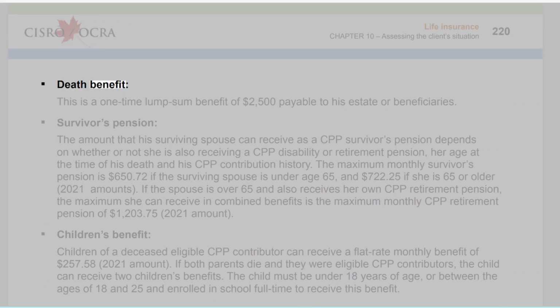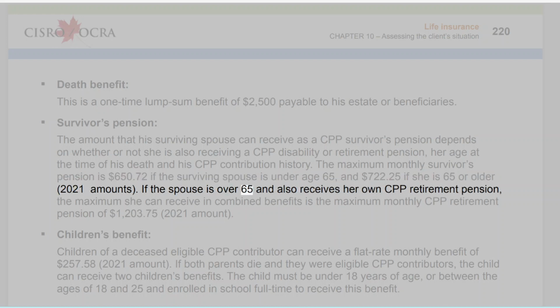Death benefit. This is a one-time lump sum benefit of $2,500 payable to his estate or beneficiaries. Survivor's pension. The amount that his surviving spouse can receive as a CPP survivor's pension depends on whether or not she is also receiving a CPP disability or retirement pension, her age at the time of his death, and his CPP contribution history. The maximum monthly survivor's pension is $650.72 if the surviving spouse is under age 65, and $722.25 if she is 65 or older, 2021 amounts.